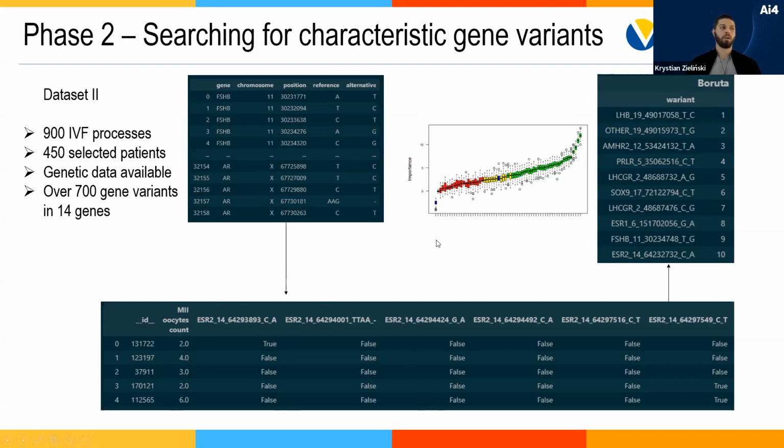We used like 13 different techniques to detect the most important gene variants. I won't go into the details of each method because we don't have so much time, but I will tell you about two approaches that we found the most success with.